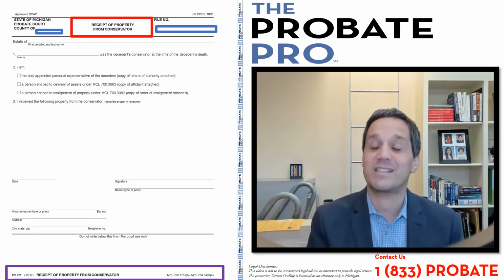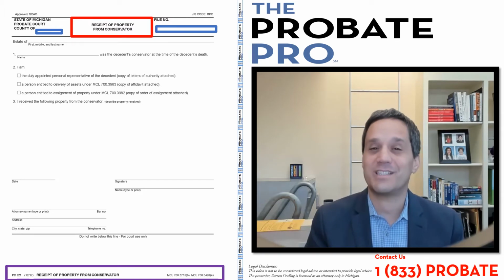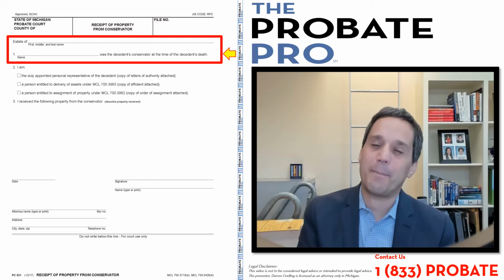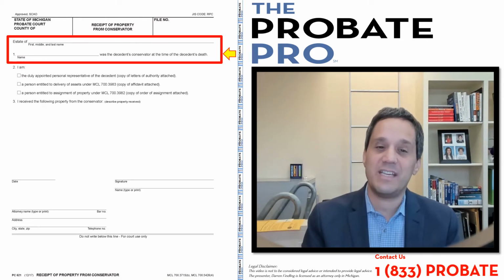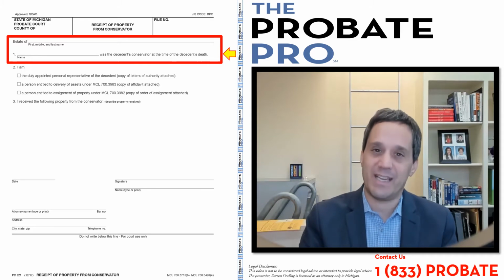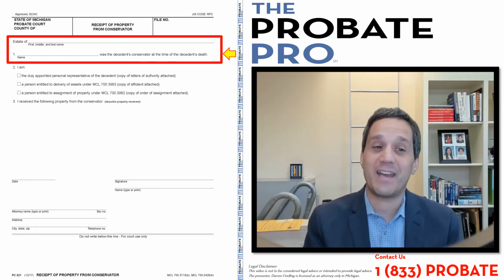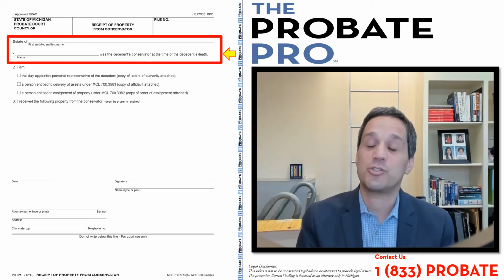Top left corner is the county. Top right corner is the case number. And as you can see from the red rectangle, it's the receipt form. At the top, you identify the estate name. Now, this would be the estate which is receiving the asset from the conservator. You'd identify that estate name, not the conservator estate, but the estate to which the conservator is turning over the asset.